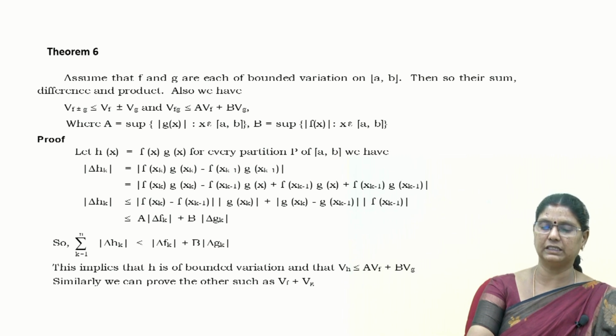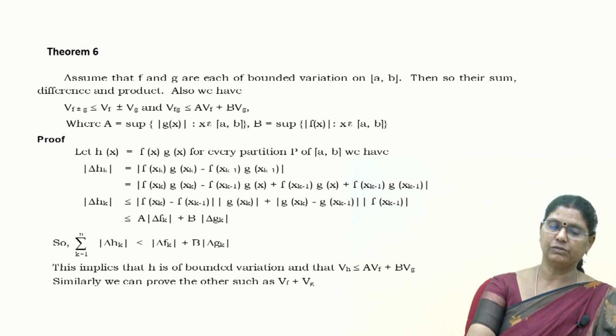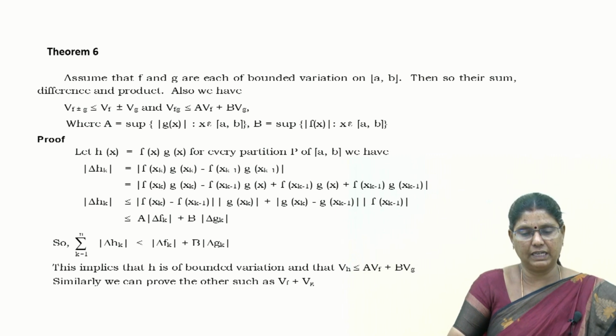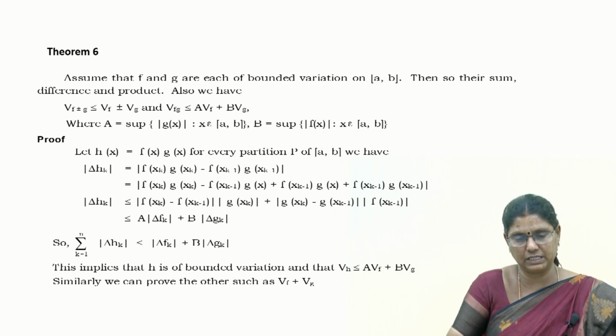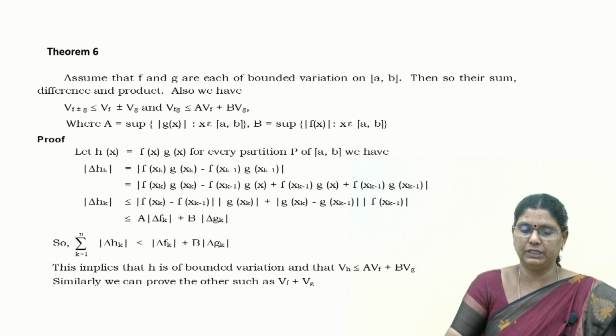Now, we are splitting this into 2, that is modulus of f of x k minus f of x k minus 1 into modulus of g of x k, and similarly the second one. So, from this we have got A into modulus of delta f k plus B into modulus of delta g k. Therefore, summation of modulus of delta h k is less than or equal to A into summation of modulus of delta f k plus B into summation of modulus of delta g k. This implies that h is of bounded variation and hence V h is less than or equal to A V f plus B V g. So, similarly we can prove the other also.